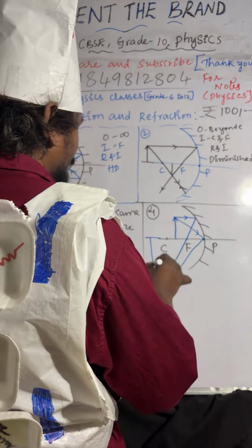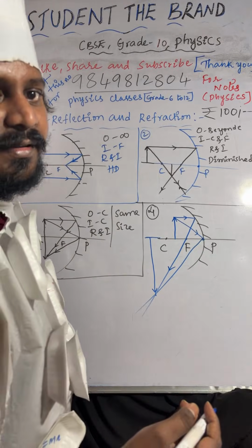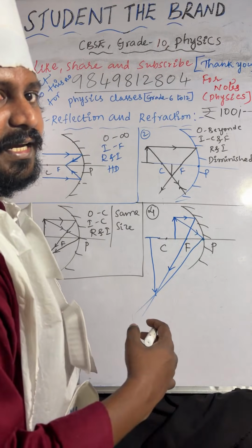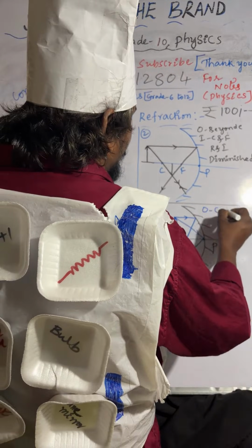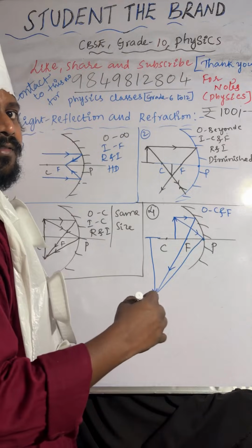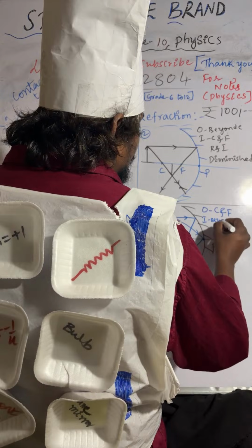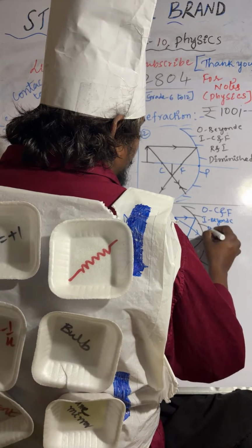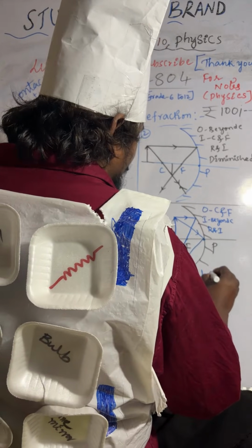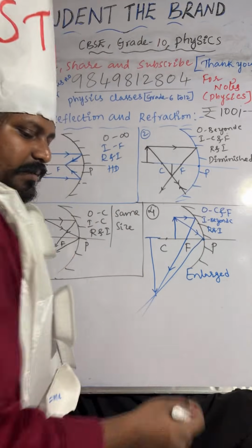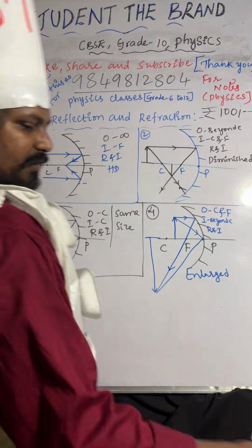The image will form beyond center of curvature. Object is placed between C and F, image will form beyond center of curvature, image will form beyond C. Nature of the image is real and inverted. Size of the image is enlarged. Compared to the object, image size is increased. Okay, image will form here.